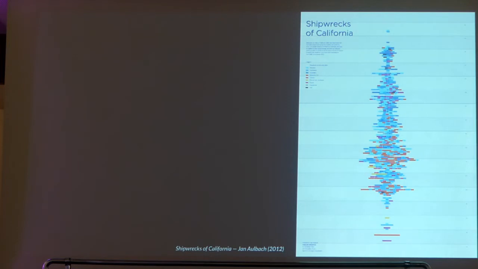So I'll present some examples. This is an example from Jan Albrecht that we did in a data visualization workshop in The Hague about the shipwrecks of California. So all the ships that crashed off the coast of California. And he basically made that into a timeline where you can also see the tonnage, so the size of each ship, basically.